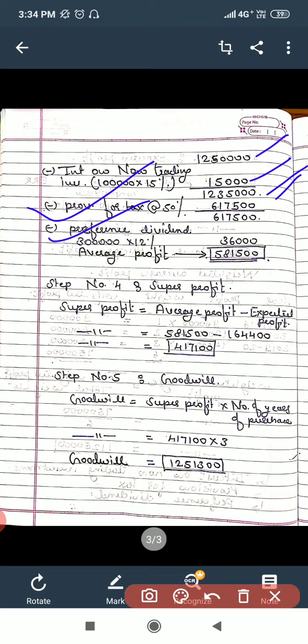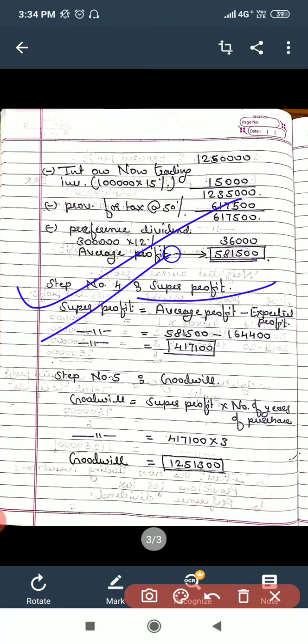Now you have the profit after tax, from which you would be deducting the preference dividend. Now from where will you get the amount of preference dividend? If you have a look at your balance sheet liability side, you have been given 12% preference share capital of rupees 3 lakhs. So 3 lakhs into 12%, how much dividend you are getting? You are supposed to pay 36,000. So now, after making the payment to all the obligations, you are left with average profit, and that too of rupees 5,81,500.